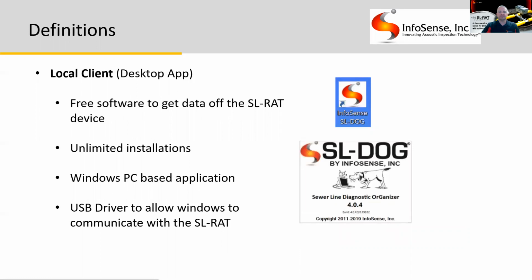The local client is the free software program used to get the SLRAT data off of your device. The software can be installed on as many computers as you want to configure. This is a computer application that requires a Windows PC. It also requires a device driver similar to that required for setting up a printer or other similar PC-connected hardware. That is the interface between the SLRAT device hardware and your computer hardware.